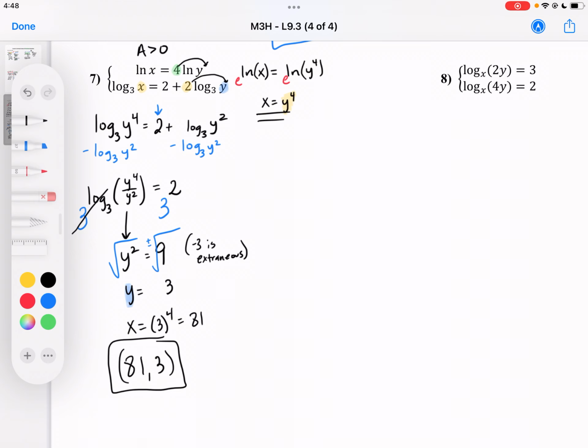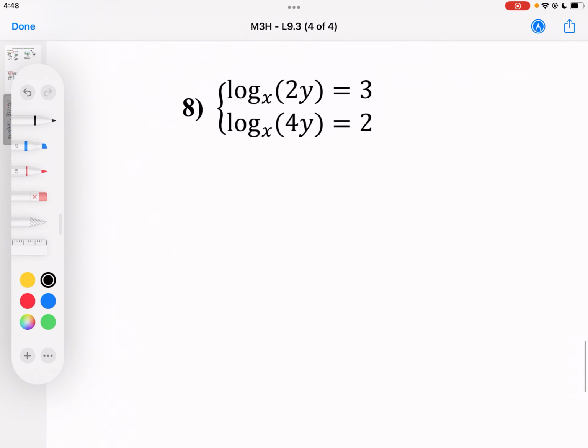Okay, let's go ahead and go to another log one just because it freaks people out. They're not as bad as you think. By the way, on the homework, your log problems can have some decimals, and that's okay. So this one, both of them have log base x. So there's no properties where I can move exponents in or subtract anything. So I'm going to go ahead and just get rid of the logs by putting a base of x on both of these so that you get 2y equals x cubed and 4y equals x squared.